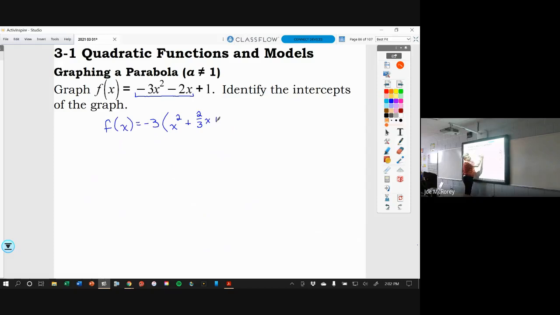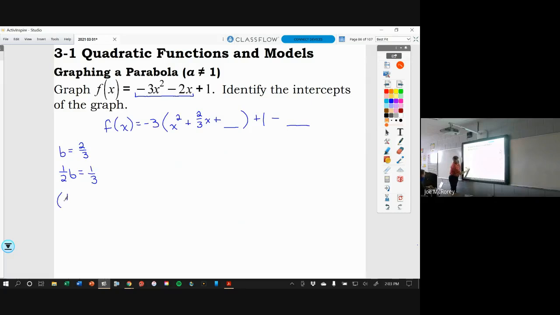Okay, so to complete the square, I'm going to have to add something here. There's my plus 1, bring it on down. And because I'm adding something, I have to subtract something to keep it balanced. Now let's find the something. What is the b that I'm working with? B is 2/3. What is half of b? What is half of 2/3? 1/3.